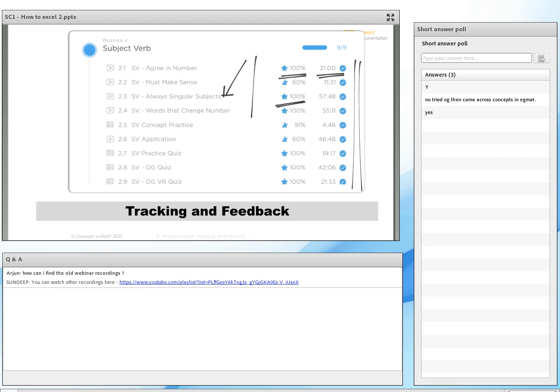When you do all of this, there's a practice quiz with all of these concepts together, just the subject verb together, so that we can really see that, hey, you've not forgotten a green number when you did words that change number or so. Then you get application, then you practice that application, and then you get a set of official questions if you want to practice. And these are very targeted, chosen questions.